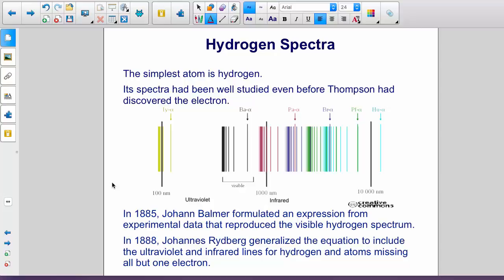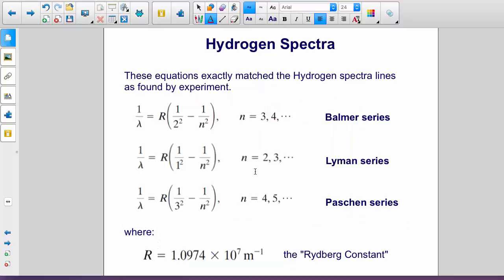In 1888, Johannes Rydberg generalized the equation to include the ultraviolet and infrared lines for hydrogen and all atoms missing all but one electron. Rydberg's equations exactly match the hydrogen spectral lines found by experiment. All the different series, that one discovered by Balmer, by Lyman, by Paschen, and so on. All of these had a very, very simple form, as you can see.